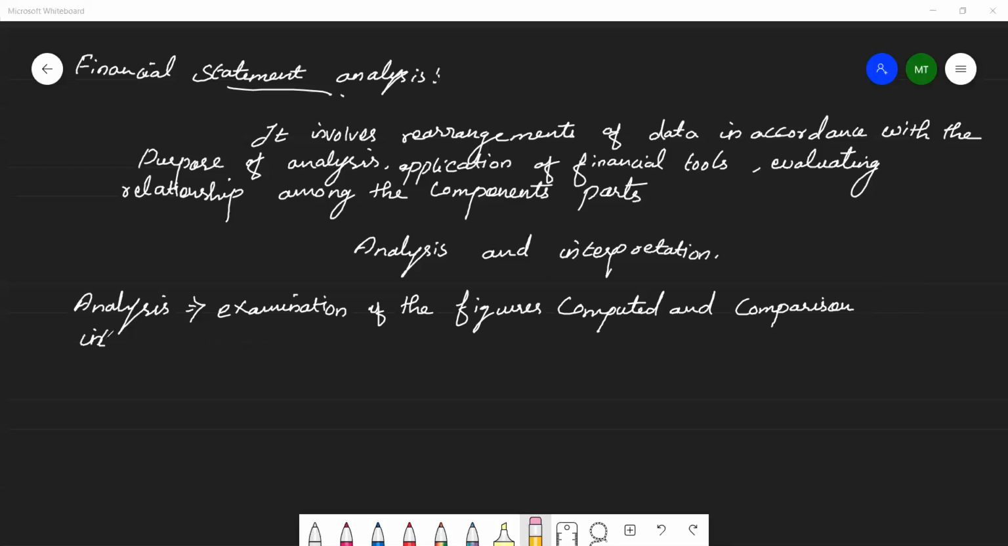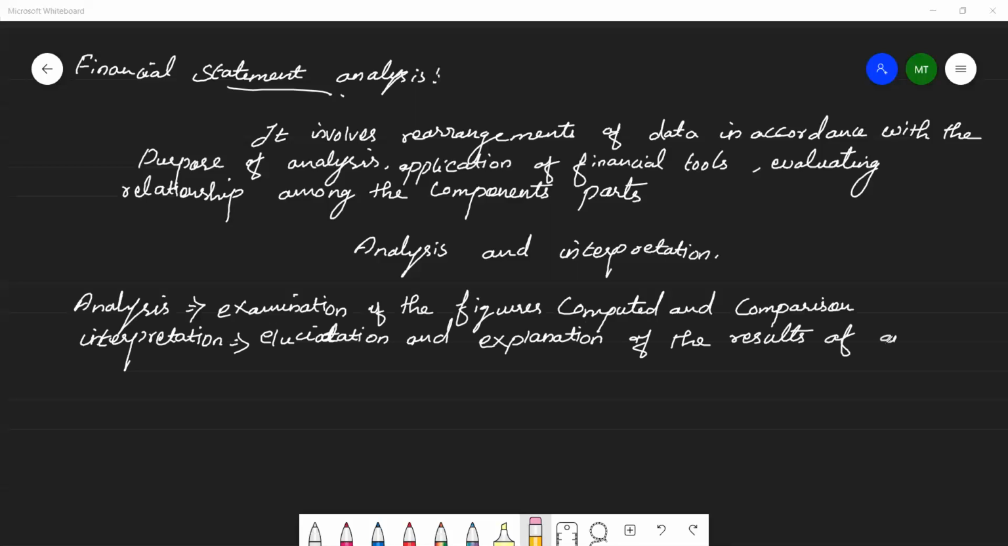Interpretation refers to the elucidation and explanation of the results of analysis.